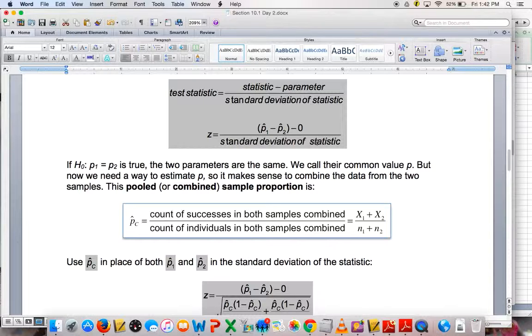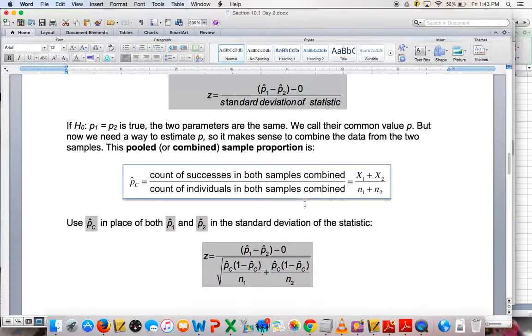So the same idea is true here. In the hypothesis test, we think we know what p is, and we think that p1 is actually equal to p2. So since we think that they're equal to each other and that there's really no difference in them, then we should just be able to put the two samples together and create one proportion. And this is called the pooled or combined sample proportion. So basically, it's just the count of the successes in both samples, so the x1 plus the x2, divided by the individuals in both samples, so n1 plus n2.